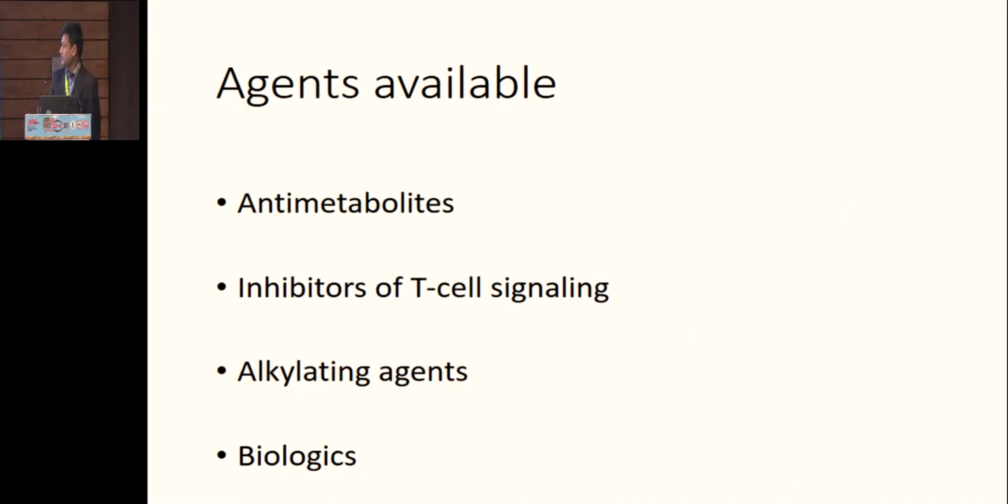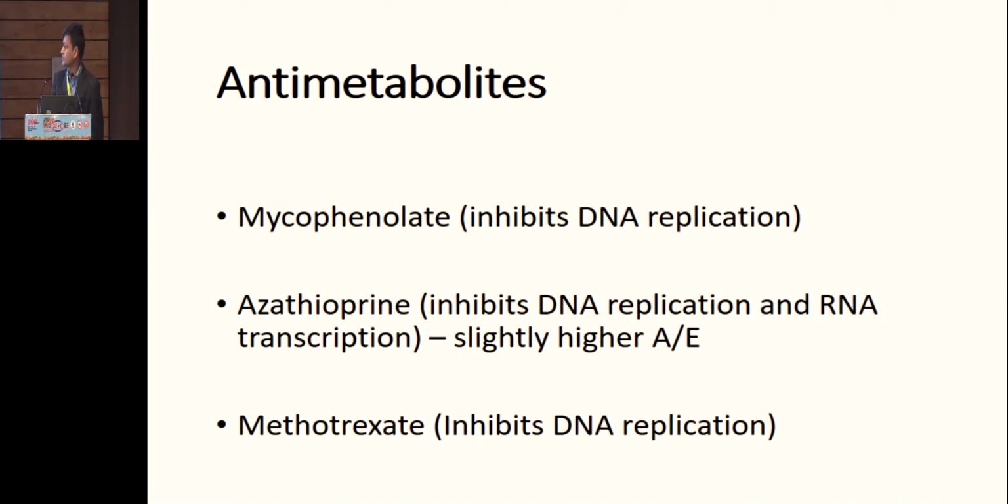So broadly, I have divided them into 4 types: antimetabolites, inhibitors of T cell signaling, alkylating agents, and biologics. The first 3 are actually immunosuppressives, that is, they suppress the immune system. And the last ones, the biologics, are the immunomodulators, that they alter the immune system so that we can change the response. So these are agents that we pretty commonly use.